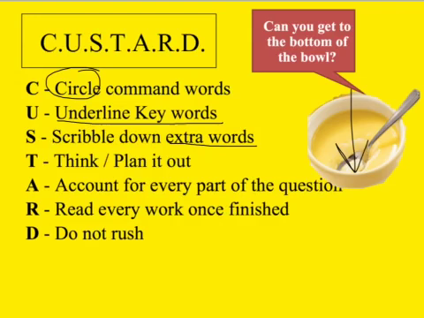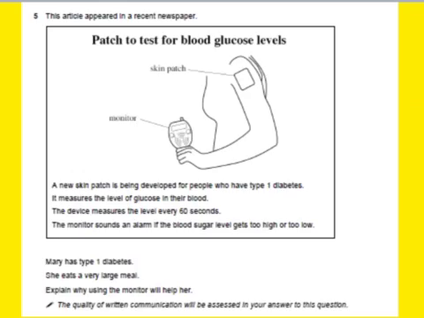So to give you an example, we've got a science example here. The first thing they would have to do is circle any of those command words. So they're looking at the word explain down at the bottom. So they're thinking, okay, explain why. And then they'll go through it and underline any of those key words. So we've got blood glucose. Then also we've got diabetes there. Level of glucose, over 60 seconds.